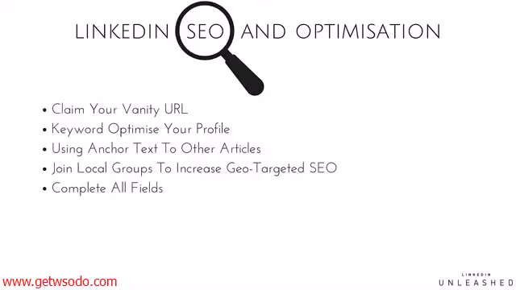I'm going to record a little video at the end of this module covering these 5 points, but just to summarize the key things that do help with your LinkedIn SEO and optimization, they are the following. Claiming your vanity URL. This is basically a personalized URL. I'll show you how to do that in the video. Keyword optimize your profile. How to use anchor text and link it to other articles. Joining local groups to increase geo-targeted SEO, and also completing all fields of your profile.